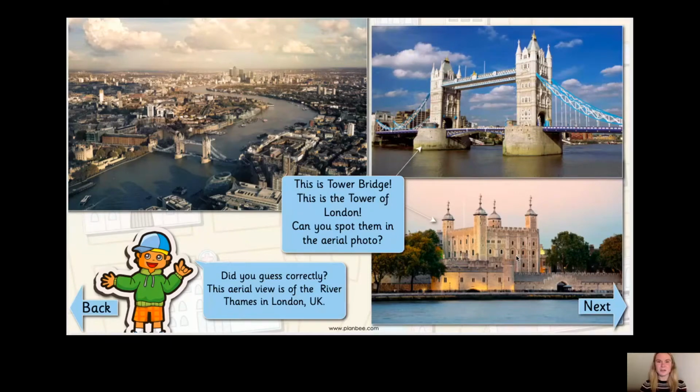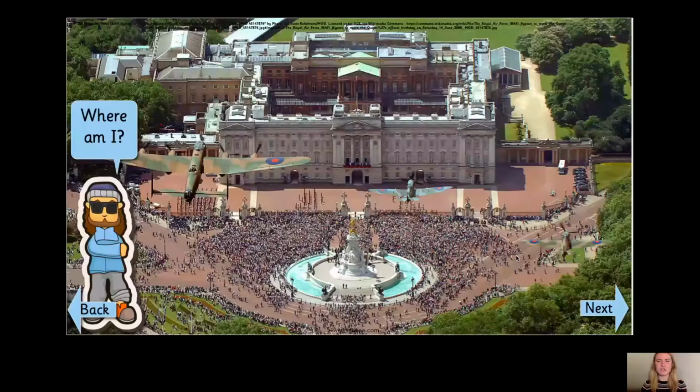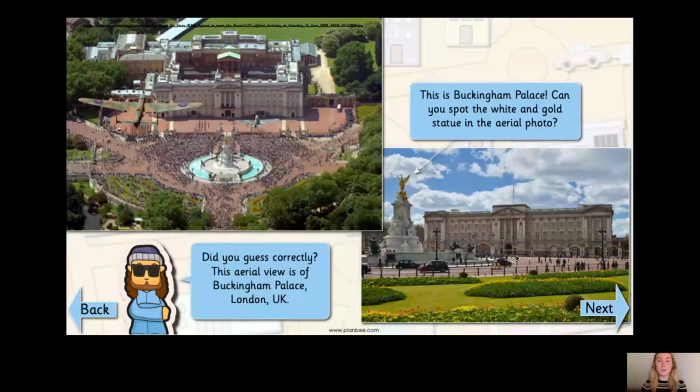Let's look at another place. Now, this is another aerial photograph. Where is this aerial photograph of? Pause the video and have a think. What can you see? Okay, let's see if you were correct. This aerial photograph is also taken in London, and it's of Buckingham Palace.